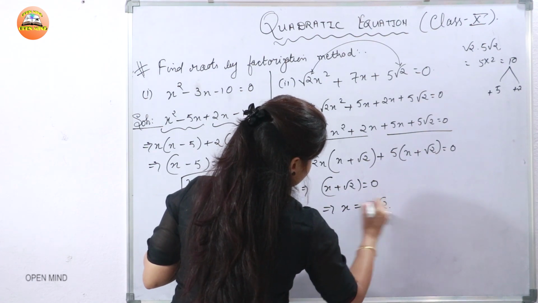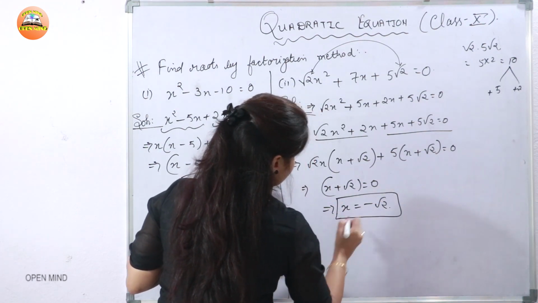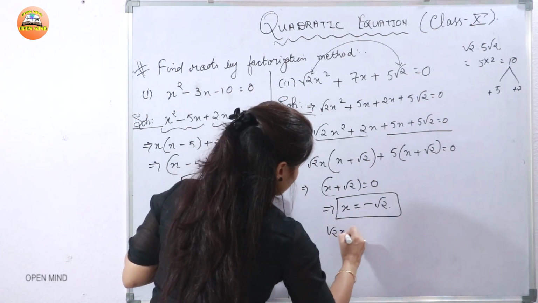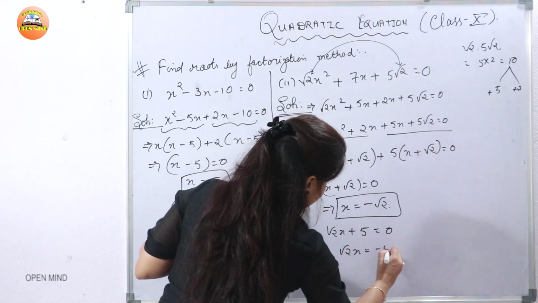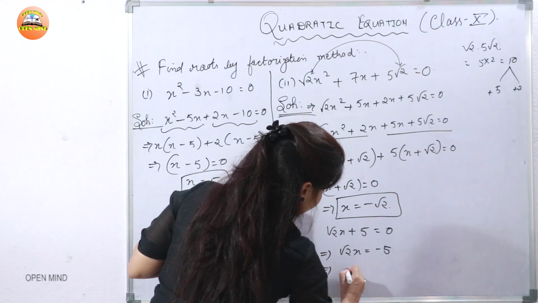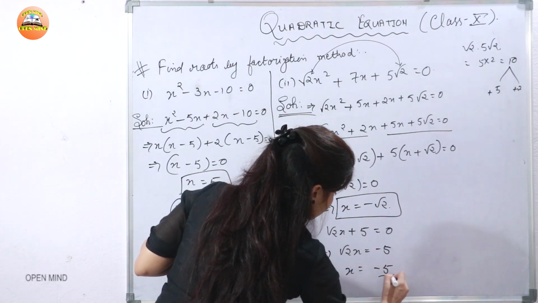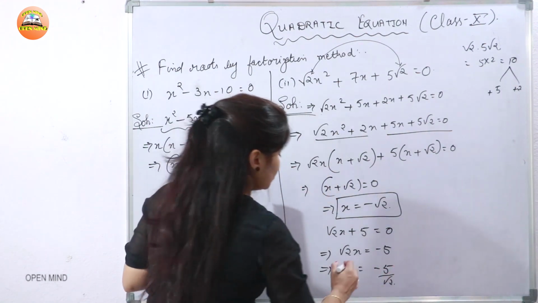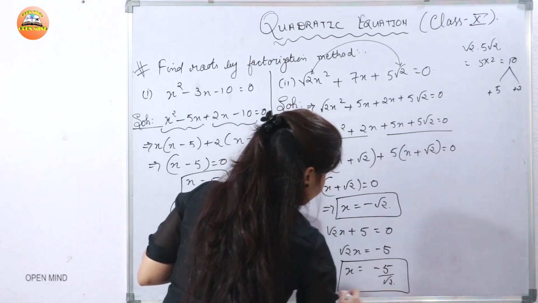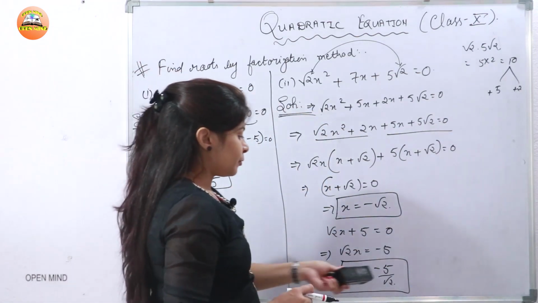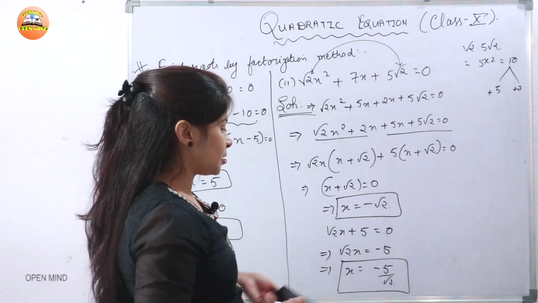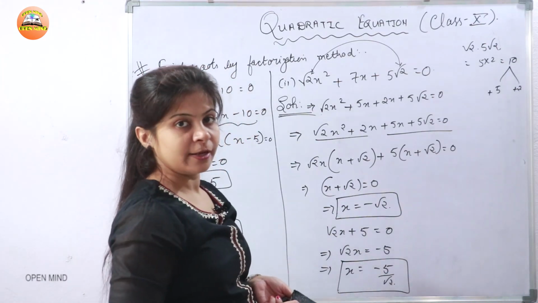So the value of x comes out to be minus under root 2, and under root 2x plus 5 is equals to 0. Under root 2x is equals to minus 5. So x is equals to minus 5 by under root 2. This is your another value for x. So if you want, you can rationalize the denominator. If not, this will be your final answer.